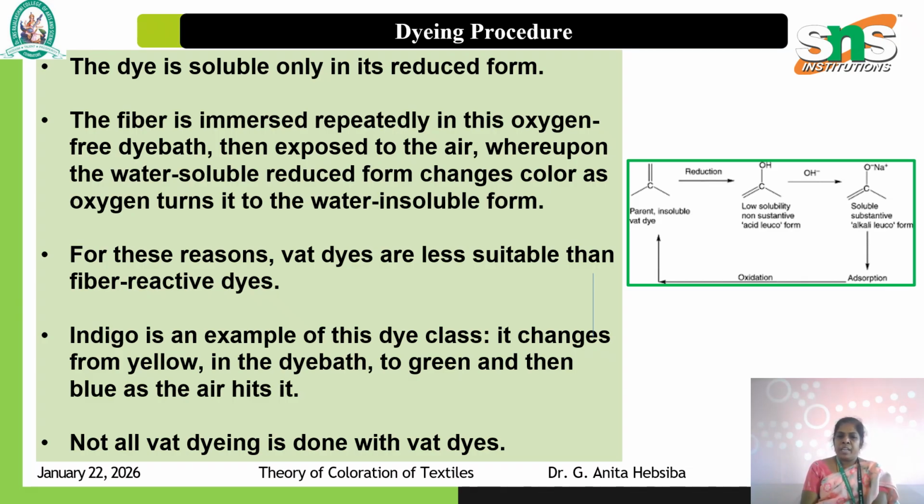As I told you earlier, indigo is an example of this dye class. It changes from yellow in the dye bath to green and then blue as air hits it. It's magical, right? Actually it is yellow in color in the dye bath when it is reduced, it becomes green, and then when it is oxidized again, it becomes blue, what we observe in the jean pant. So not all vat dyeing is done with vat dyes.